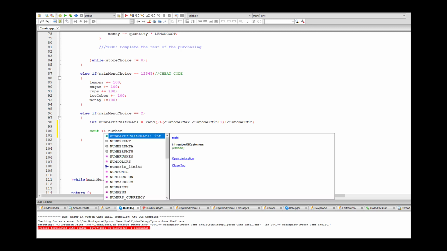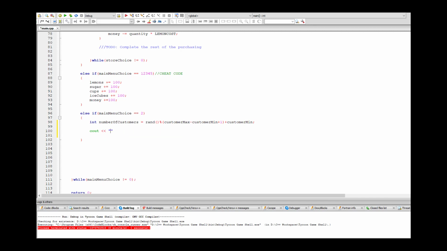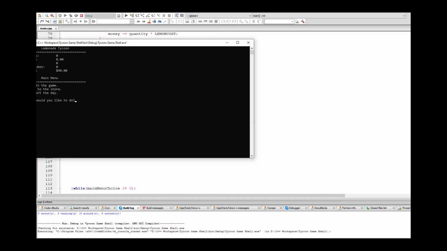So cout number of customers, number of customers, end line, put a system pause here. All right, and we should just be able to see how many customers we get. So if I just go 1, 2, 3, 4, 5, start the day. Okay, I got 20 customers that day. Start the day, 8, 13. Okay, so it looks like it's working, although these numbers are always pretty high. Oh, there we go, 0. Okay, good. Just the random number generator being lucky to whoever's playing at this time.